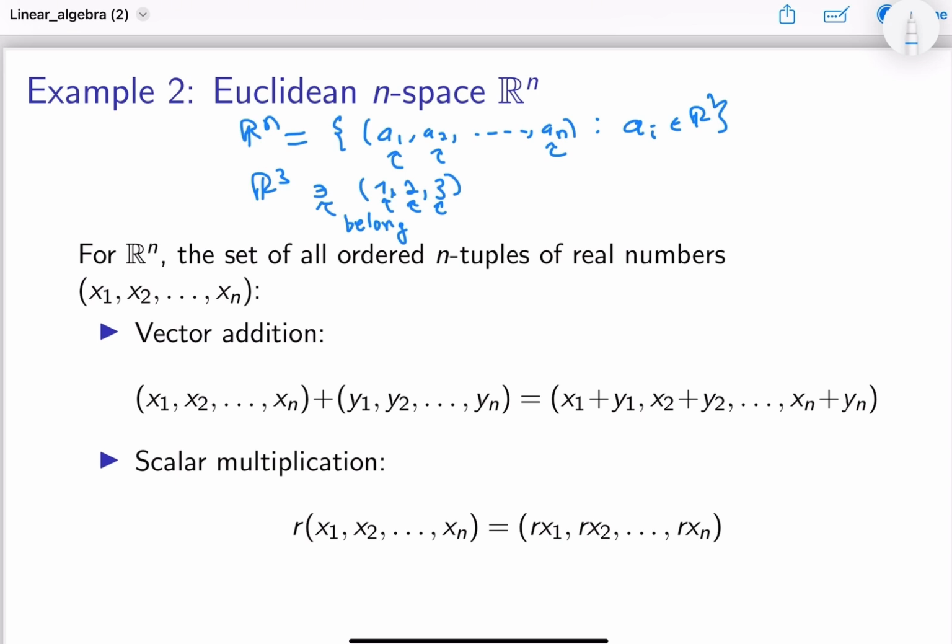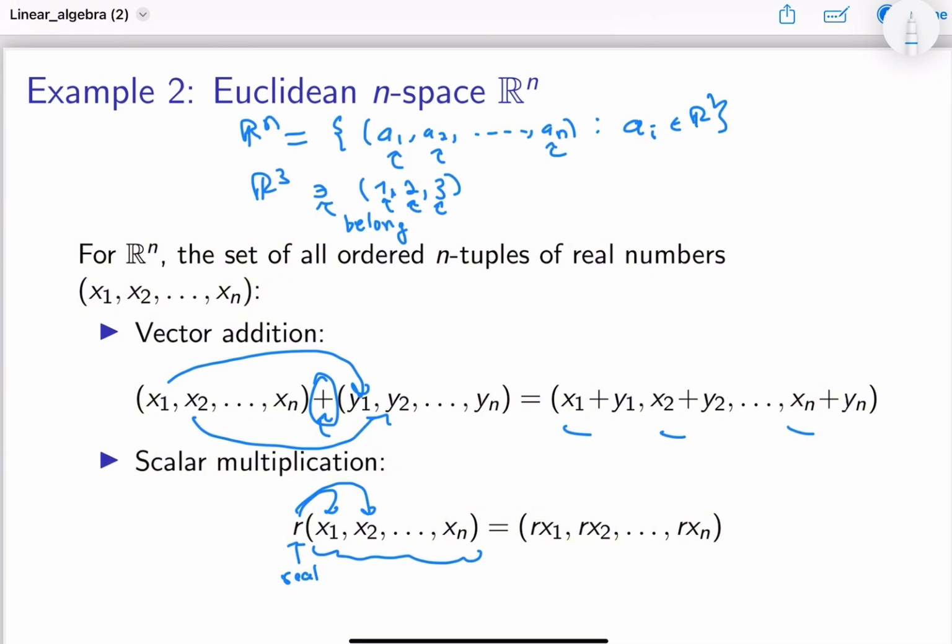So how will you define addition in Rn? Well, you do it similarly, just as you did in R2. To define addition, you add the first to the first, the second to the second, and so on. So you get this vector. And how would you define scalar multiplication? How would you multiply a real number by a vector in Rn? Well, you can define it also element-wise, by multiplying the first by the first, the second by the second, and so on. And you get this vector.